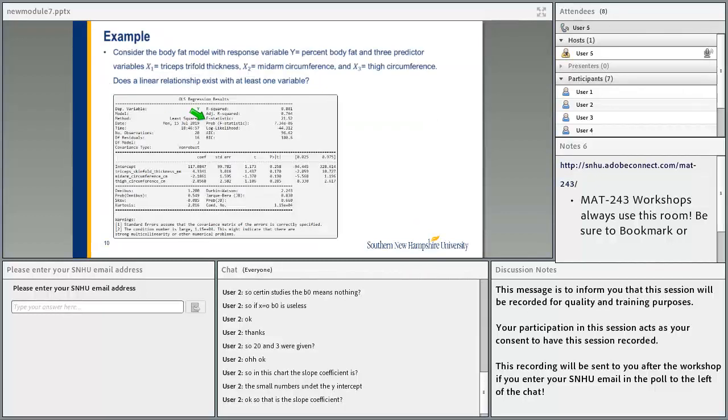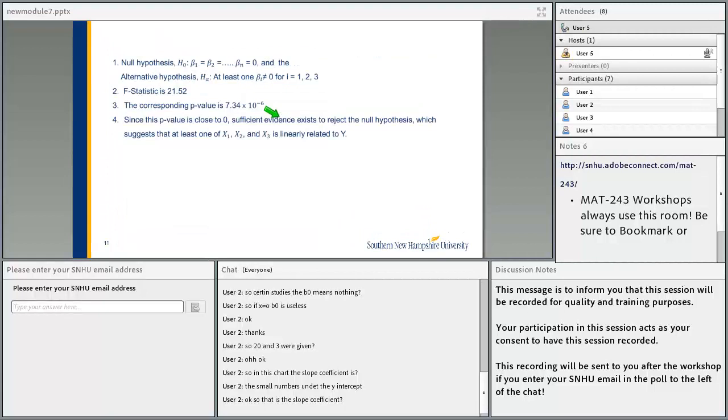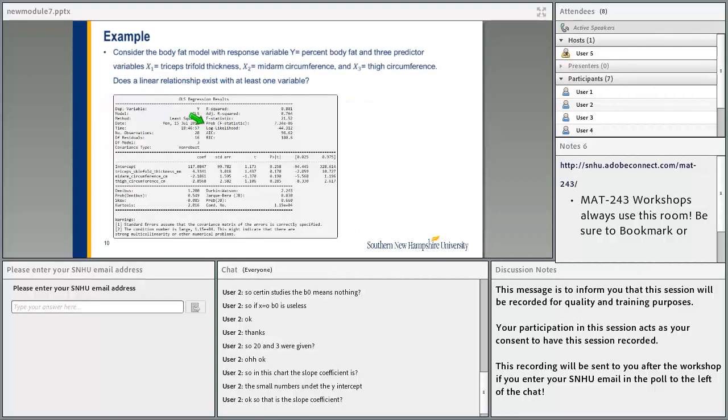So the F statistic is 21.52. The F statistic is given here. It's 21.52. And then the p-value is 7.34 times 10 raised to a negative 6. And that's the value right below the F statistic.